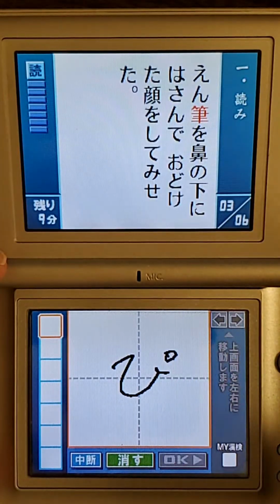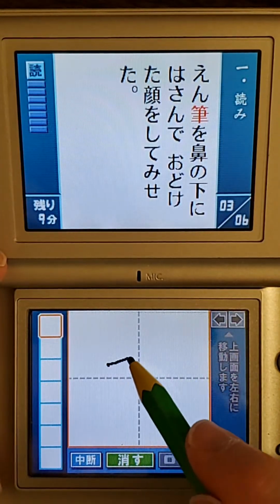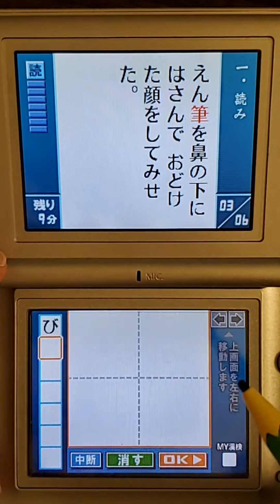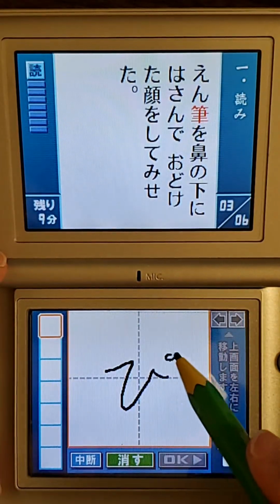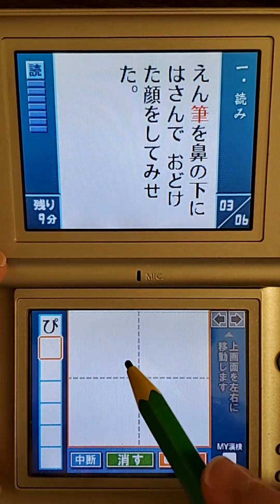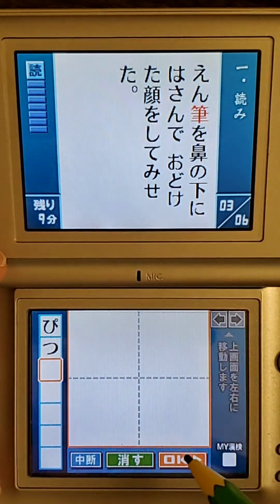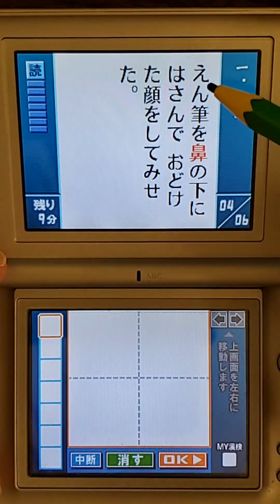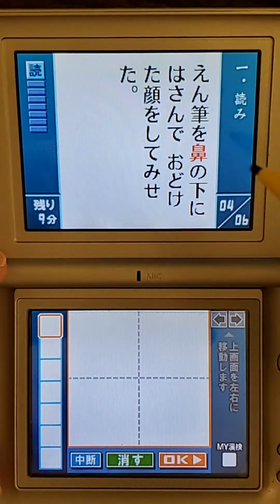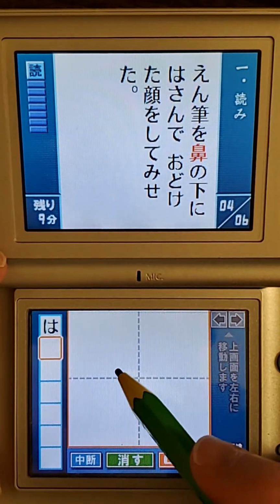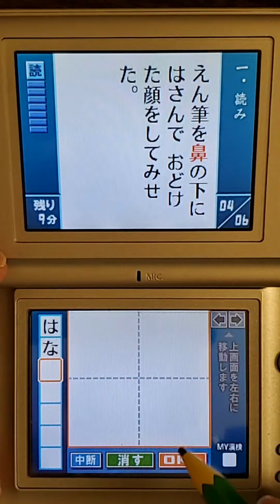So 鉛筆. So we write he, suck. We write he with a maru to make it p. Okay, p, tsu, empitsu. Okay, empitsu o hana no shita. So hana. This is nose, hana.